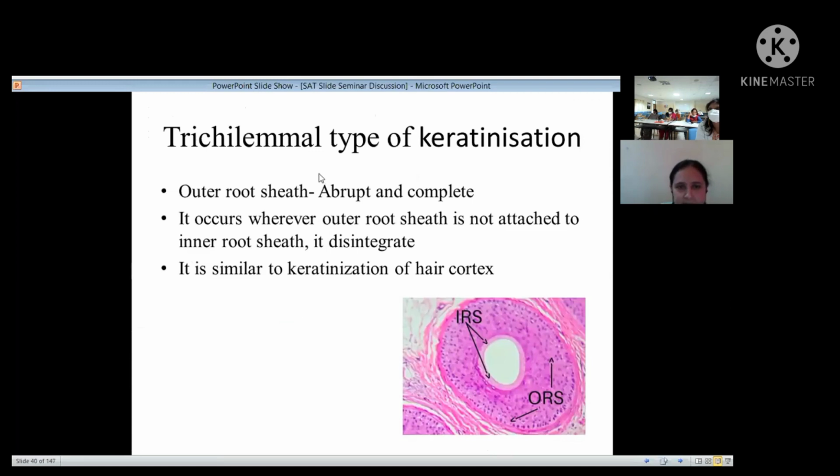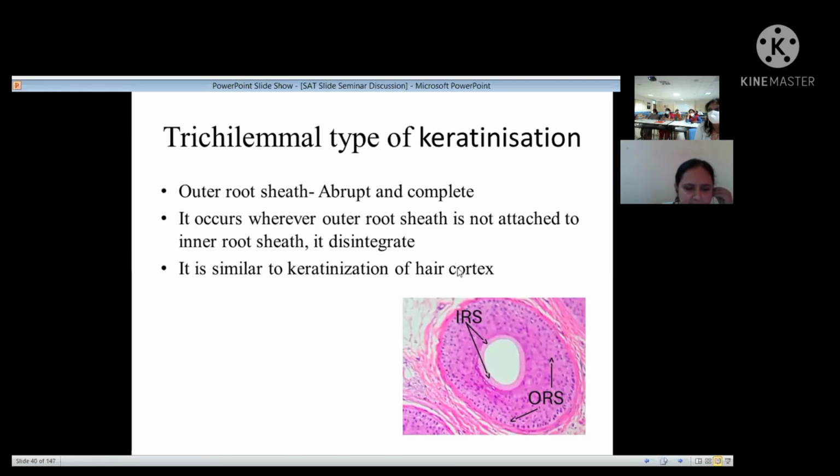Whereas the other type is tricholemmal type, which is by the outer root sheath cells, which is kind of abrupt, and it is complete without any granular layer. It occurs wherever the outer root sheath is not attached to the inner root sheath, because at a certain level, as I explained in the histology, the inner root sheath will disappear, so it is not there in the isthmus. So the tumors arising from the isthmus above the inner root sheath show this type of keratinization, and it is very similar to what we see in the hair cortex.